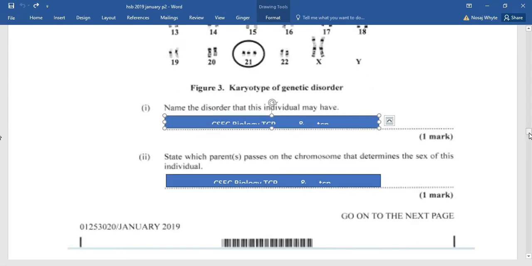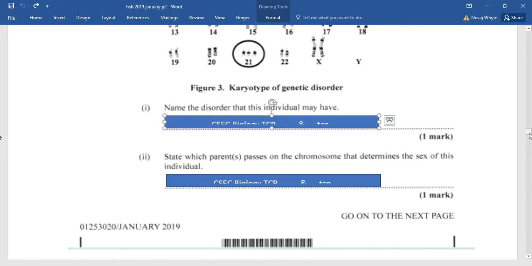Said, which parent passes on the chromosome that determines the sex of this individual? Now, let us not be confused. We want to find out here about the sex, not about the disease that was passed on.